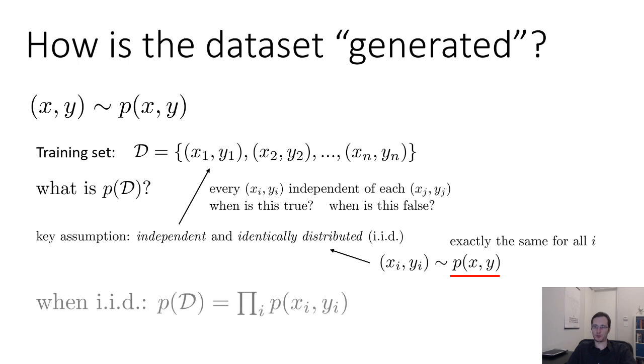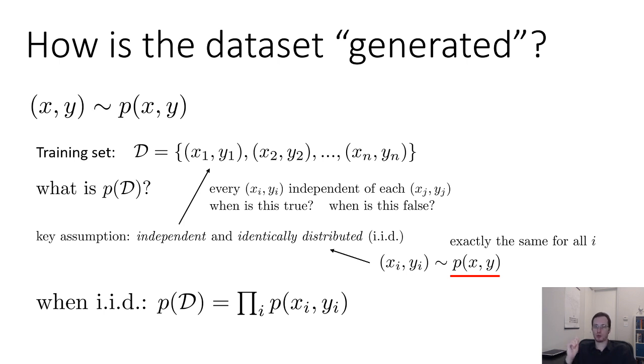Okay, so if you have this assumption, then you know that you can write p of D as a product over all i of p of x_i comma y_i. Why? Well, because that's essentially the definition of independence. Independent means that the joint p of D is formed as a product of the marginals p of x_i and y_i. That is basically the definition of independence.